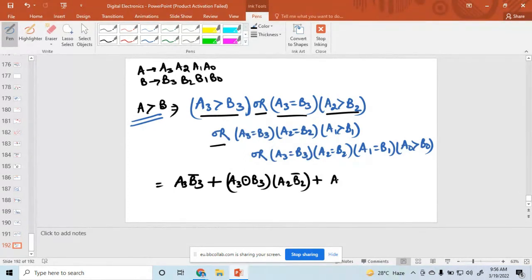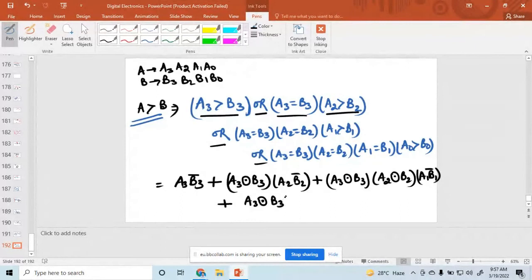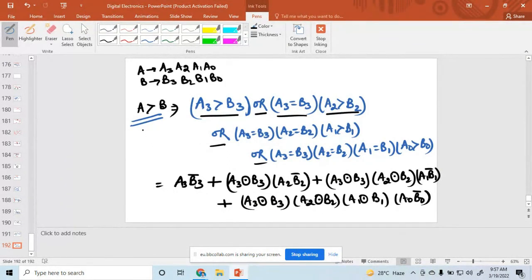Similarly, or means here plus. What is the expression? A3 XNOR B3, then A2 XNOR B2, and then A1 B1 bar. And again or, so here a plus. And then the value A3 XNOR B3, A2 XNOR B2, A1 XNOR B1, and then A0 B0 bar. So this is the logical expression for A greater than B.